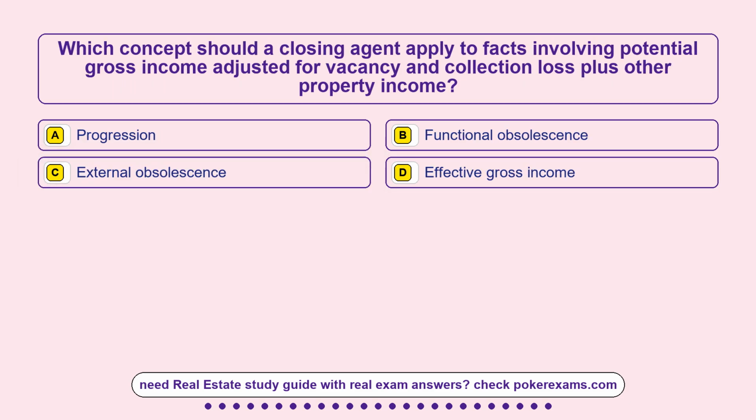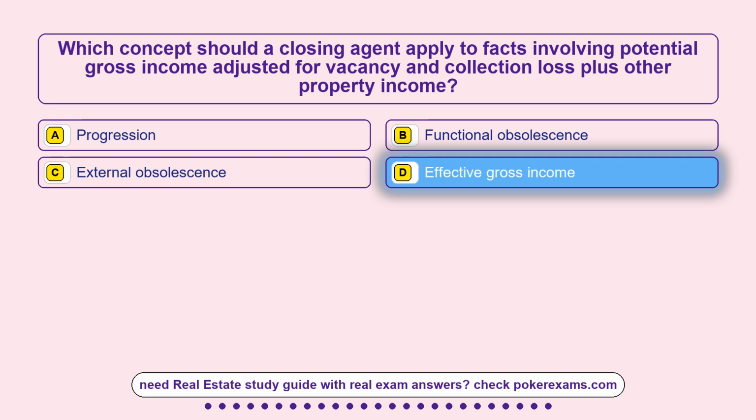Question 5. Which concept should a closing agent apply to facts involving potential gross income adjusted for vacancy and collection loss plus other property income? Option A, progression. Option B, functional obsolescence. Option C, external obsolescence. Option D, effective gross income. The correct answer is option D, effective gross income.